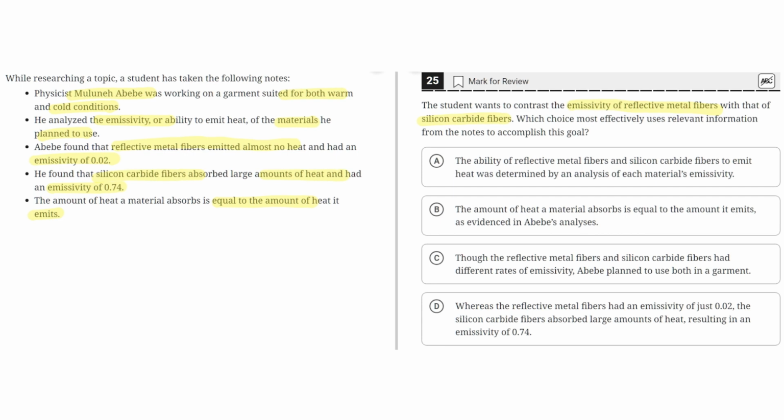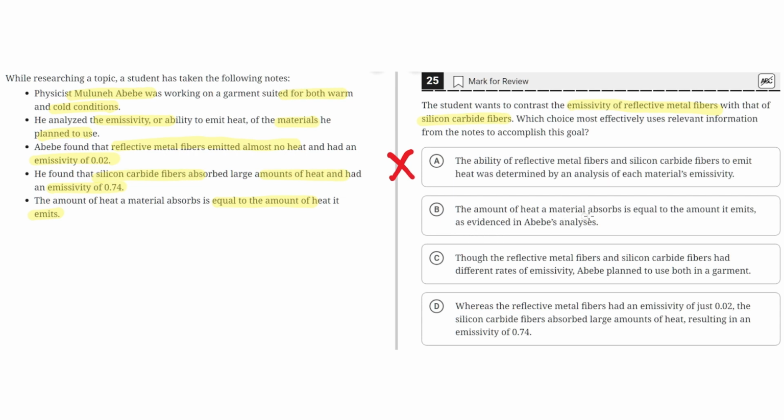So option A says, the ability of reflective metal fibers and silicon carbide fibers to emit heat was determined by an analysis of each material's emissivity. This is incorrect because this does not contrast the emissivity of reflective metal fibers and silicon carbide fibers. It just says that the ability of these fibers to emit heat was determined by an analysis of each material's emissivity. So A is incorrect.